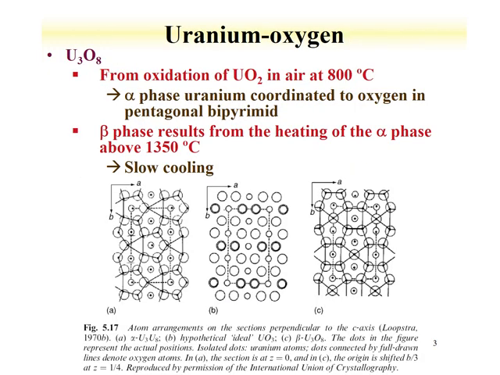Another important uranium oxide species is U3O8, and this is formed from the oxidation of UO2 in air at 800 degrees. There are two phases, an alpha phase and a beta phase. That means it's U3O8 with different structures. And pictured here are some of the different structures. This is the alpha U3O8, should be U3O8, not U3U8 as shown here. And then this is the beta U3O8.